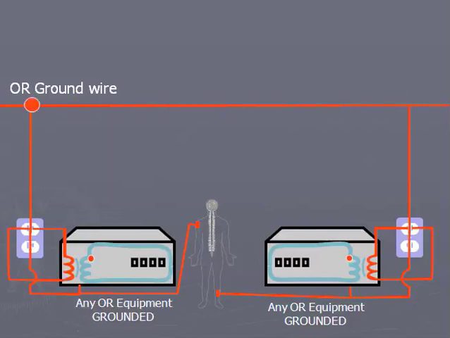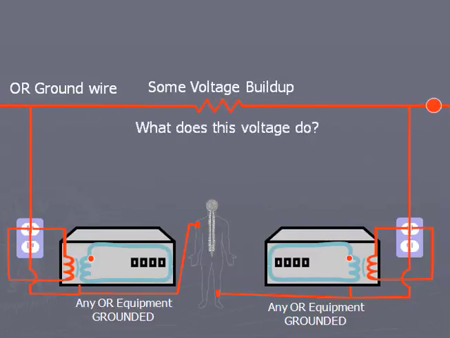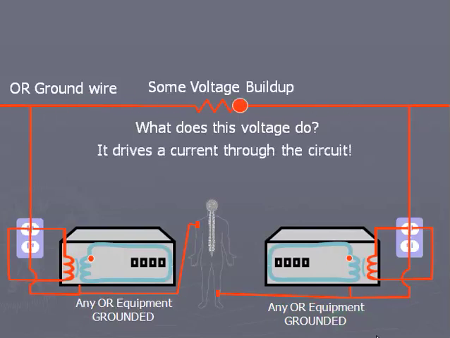What does any wire have? Every wire has some resistance, right? What happens when a current flows through some resistance? Some voltage buildup, right? What does this voltage do? It drives a current through a circuit. Do you see a potential circuit? There is a circuit that passes through each outlet ground and ultimately through the patient. This is a ground loop. In this instance, as the last one, the current flows in a very dangerous fashion through the patient's chest.